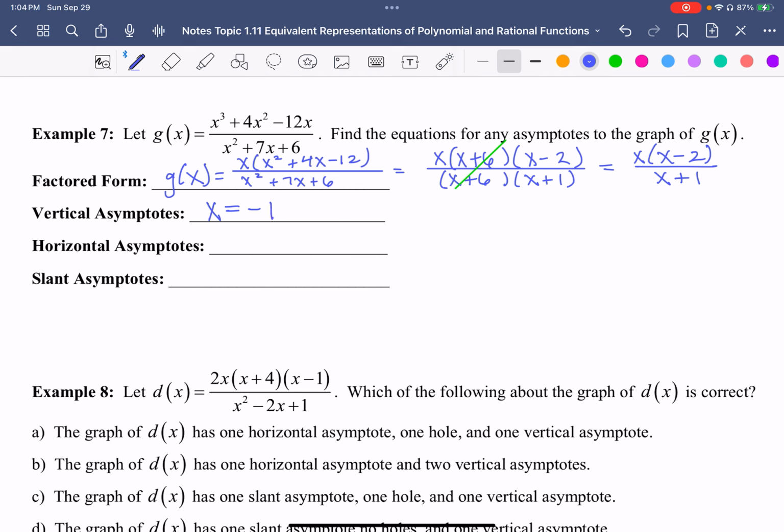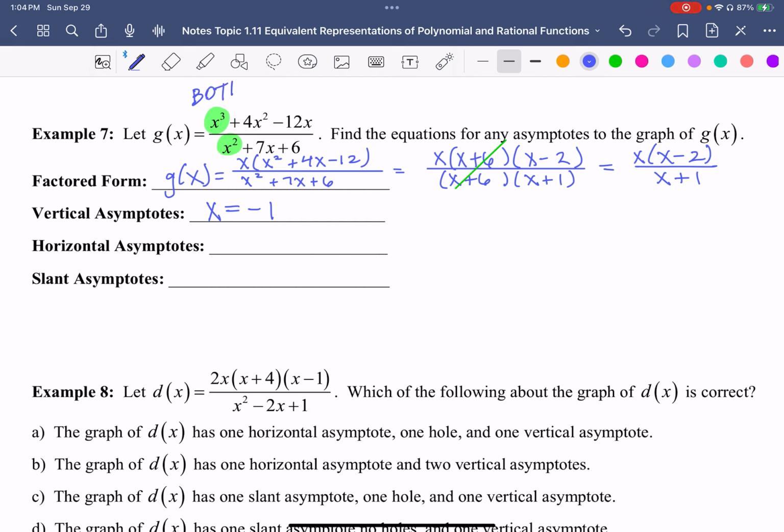For the horizontal asymptotes, again, I recommend that you look at the standard form that was given to you when you started because it's easier to see the exponents. In the numerator, the biggest term was x cubed, and in the denominator, the biggest term was x squared.